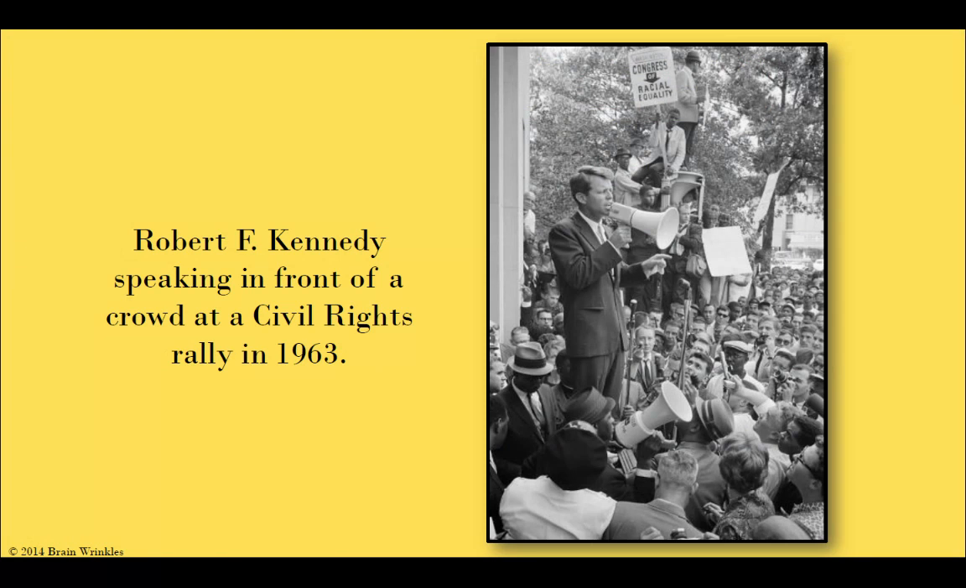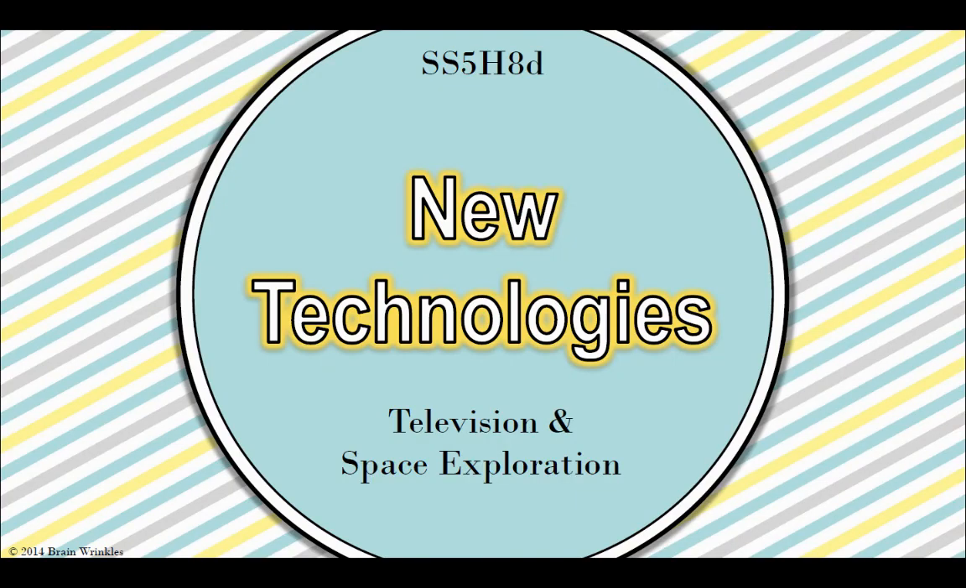So this is a picture of Bobby Kennedy speaking in front of a crowd at a civil rights rally in 1963. He was a big pushing factor for the civil rights. As Attorney General, he was one that was speaking most for civil rights and pushing these cases through the Supreme Court. Okay, so at this point, I'm going to go ahead and stop this PowerPoint here.